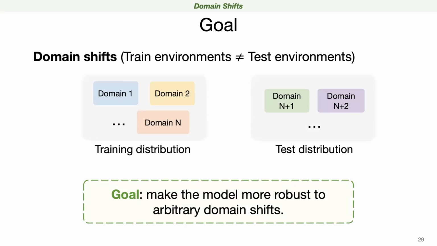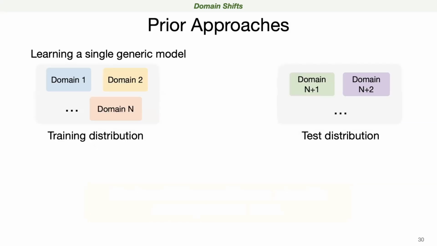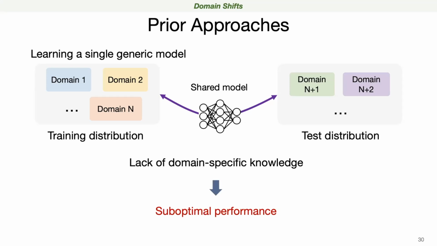So here, our goal is to build robust machine learning models that can generalize well to arbitrary unseen new domains. Prior approaches typically learn a single generic model to achieve this goal. The shared model can capture the general information for prediction from training and test domains. However, such shared models only capture general information and lack domain-specific knowledge, which is also very important in making predictions. So this will finally achieve suboptimal performance.